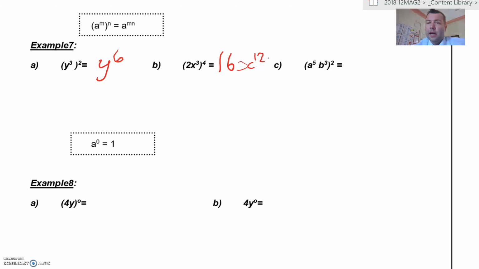Nice. Again, multiple bases, that's just fine here. a to the 5 all squared is a to the power of 10. b cubed all squared is b to the 6.